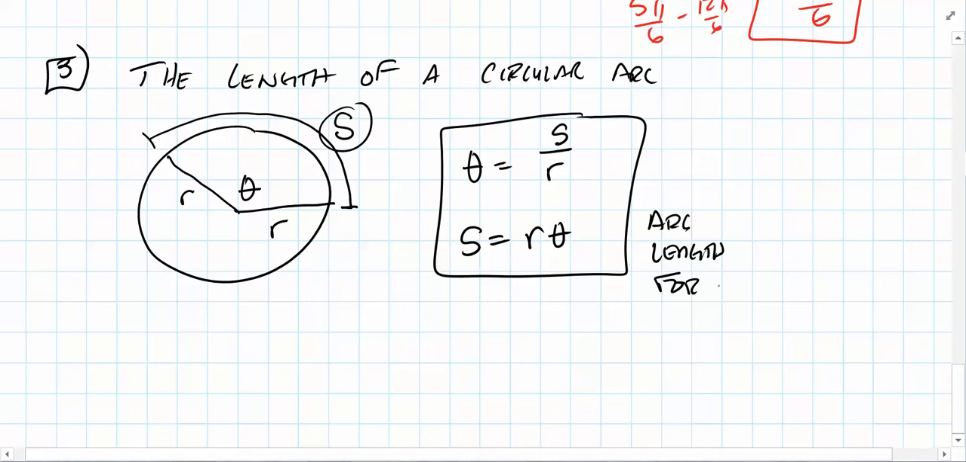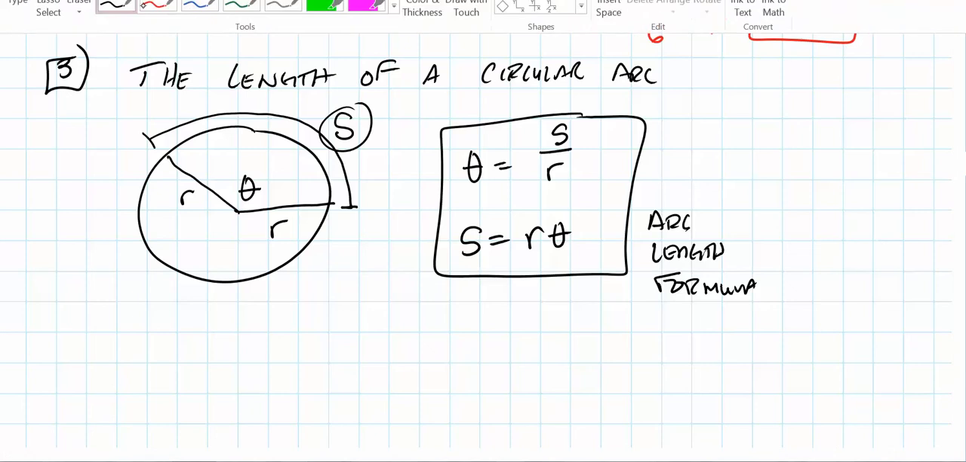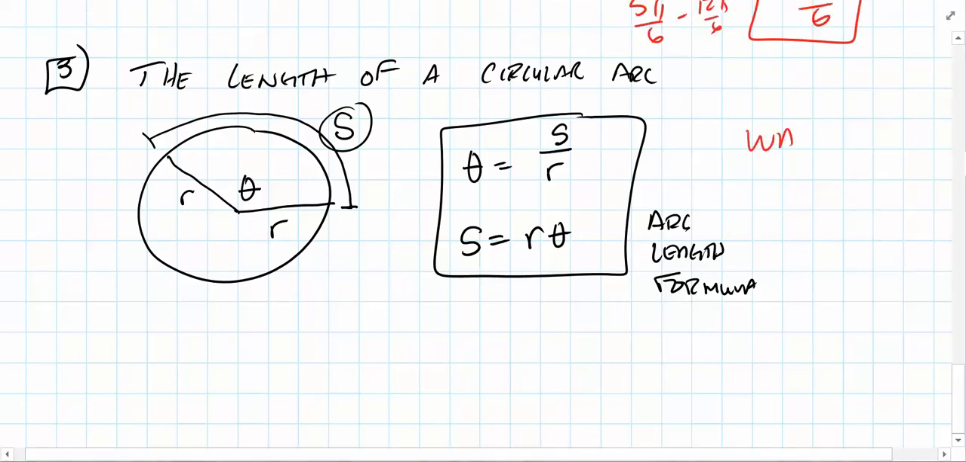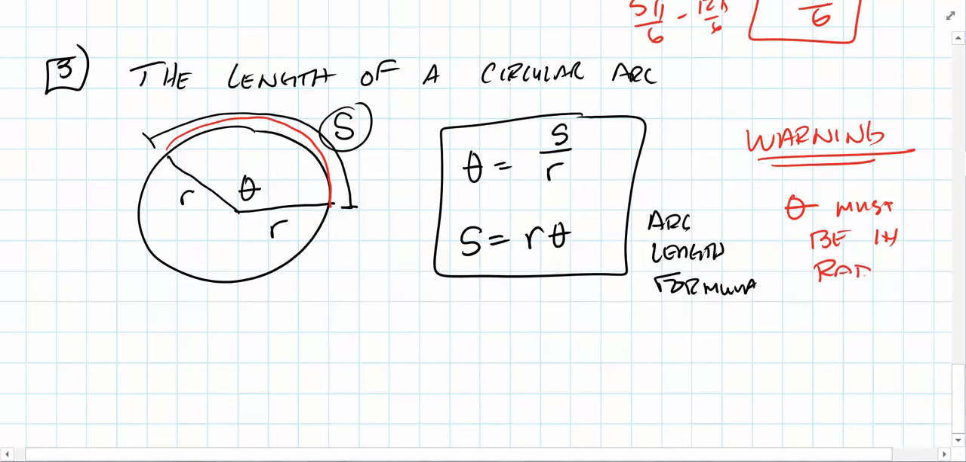Wait, so is the R radian or radius? The R is radius, the radius of the circle. Theta is measured in radians. So that's the warning for this thing. This thing comes with a warning. This distance is the arc length. Warning, theta must be in radians. This formula only works if your theta is in radians.